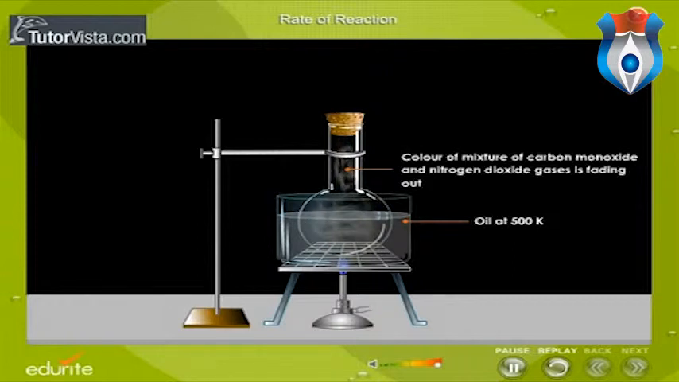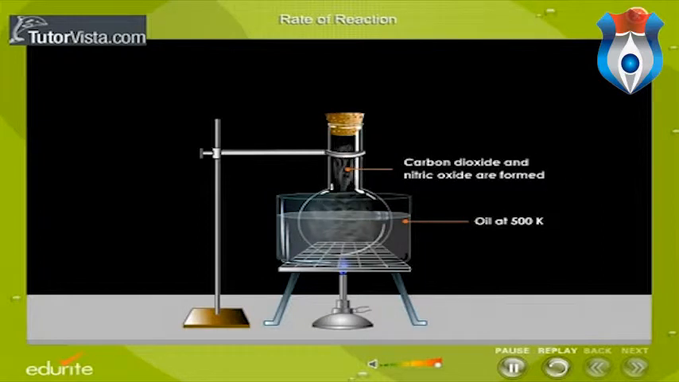Initially, when the gaseous mixture was at room temperature, it was dark brown in color. But when the flask is kept in an oil bath and heated, gradually the brown color fades. Why is this so? What happened when this gaseous mixture was heated? The carbon monoxide gas reacted with nitrogen dioxide, a brown-colored gas. Carbon dioxide and nitric oxide, which are both colorless gases, are formed by this reaction. That is, carbon monoxide and nitrogen dioxide are consumed. At the same time, carbon dioxide and nitric oxide are formed.